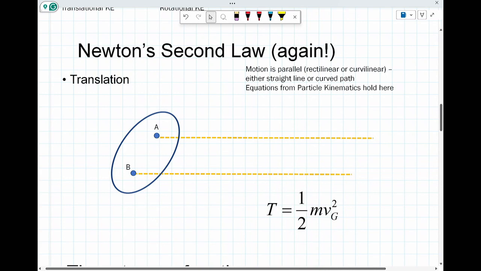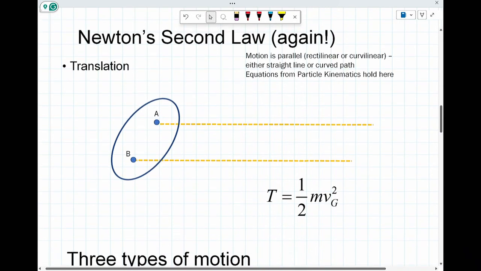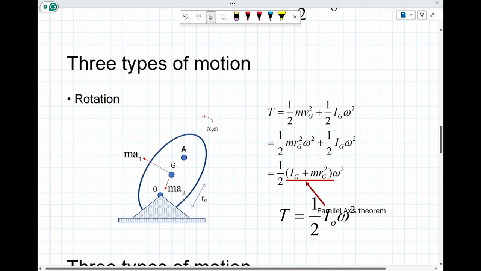Translation. So you can have translation that is either rectilinear or curvilinear, but if it's just translation, it will not have any rotation of the body, in which case the total kinetic energy is just 1/2 m v_g squared. So the object goes along those yellow lines there. If it's rotating, I have 1/2 m v_g squared plus 1/2 I_g omega squared, because I do everything with respect to g. But r squared, g squared, omega squared, I end up with this term right here.